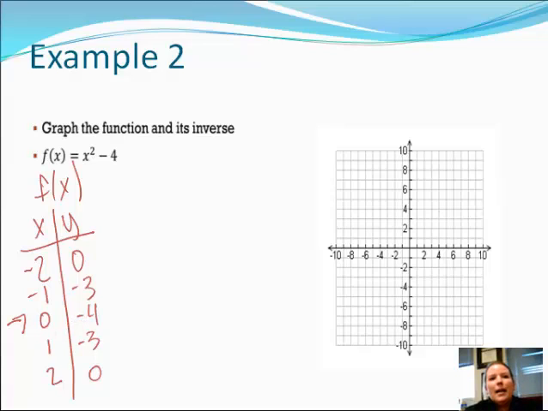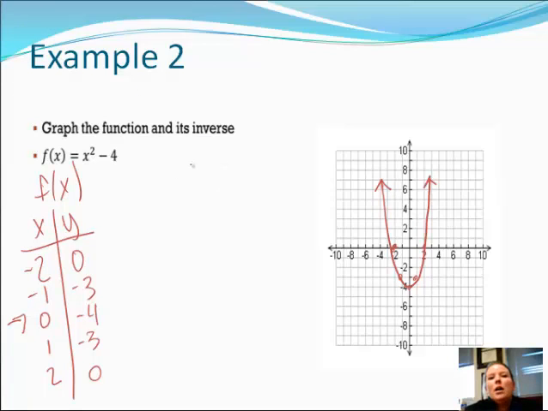Okay, so let's go ahead and graph that actually. So we go negative 2, 0, negative 1, negative 3, 0, negative 4, and then it repeats on the other side. So I have this lovely parabola, quadratic function.